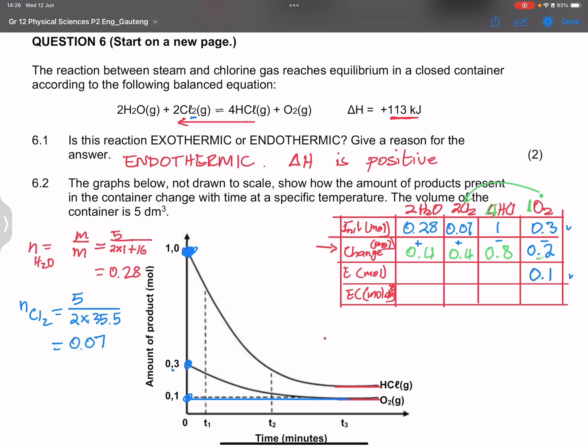Now let's fill in the rest of this table. So now we know we started with 1 mole of hydrogen chloride. We used 0.8. What do we have at the end? It would be 0.2. And now remember the reactants we produced more of. I started with 0.07 chlorine. I produced 0.4, so what do I have at the end? It would be 0.47, and that's the same for H2O. I started with 0.28. I produced 0.4, and so at the end I've got 0.68. Please, I want you to note that.